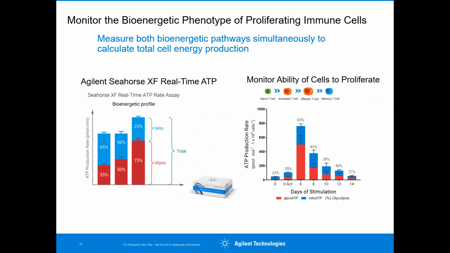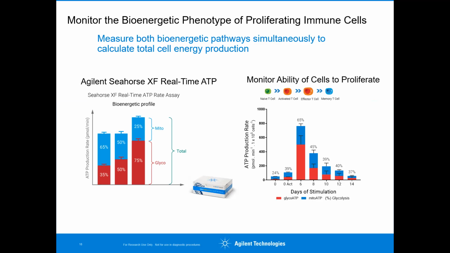And since the Seahorse ATP rate assay measures both pathways simultaneously, and you'll probably see this assay during a future demo of Seahorse, you can easily calculate the total energy production and the contribution to that total from each of the two pathways. So like in the previous slide, you look at the energy dynamics over time as the cell function changes. In day 0 or 14, even though the total ATP is similar, the ratio of those two pathways and the contribution is different.